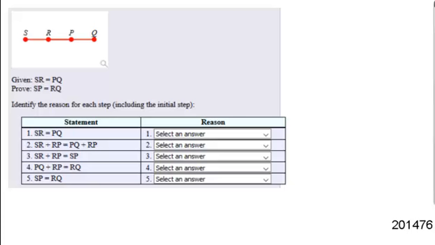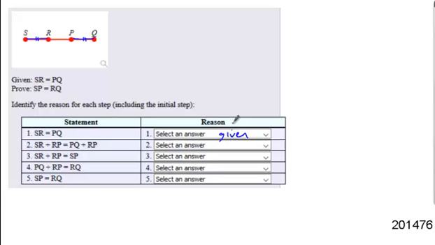Let's take a look at this proof. So if I look at what is given, I'm told that SR and PQ are equal to each other, so I'll label that. And I can identify that statement as my given. Okay, when I look at the next statement, SR plus RP is equal to PQ plus RP.